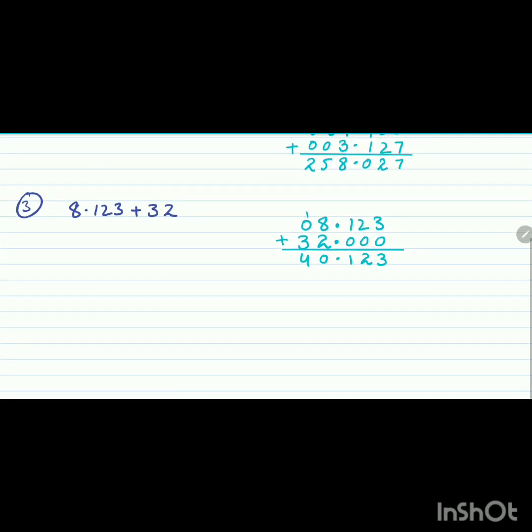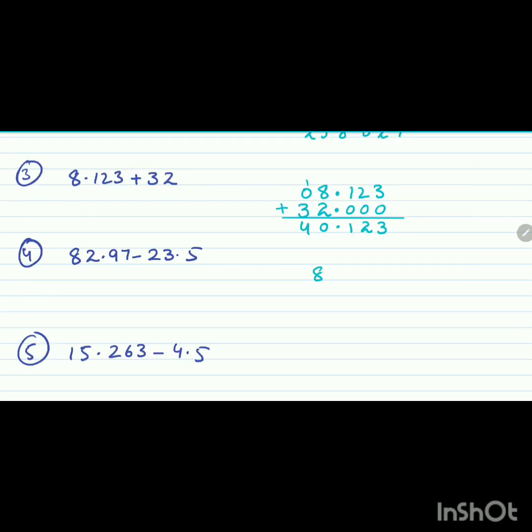Let's do one more example. Example number 4, let's take 82.97 minus 23.5. You will fill the empty spaces with 0 and you have to subtract it actually.